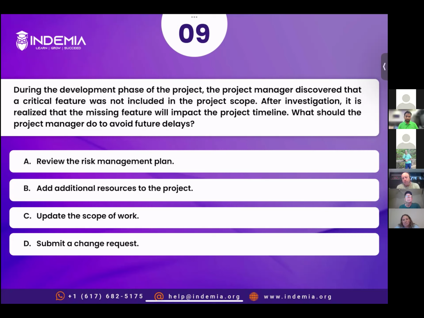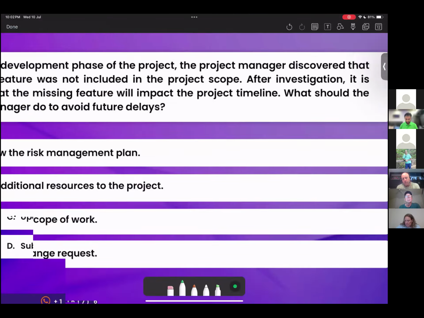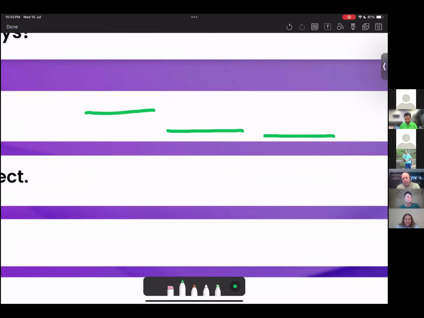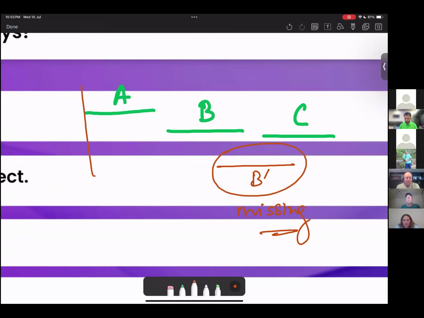So what's happening here, let's suppose you have activity A, B, and C in your initial plan. So this is activity A, this is B, this is C. Now you got to know there's an activity here, B dash, that was missing, and that you identified. So how can you avoid future delays? If you incorporate B dash, then your schedule would be extended somewhere here. So how can you avoid this delay? You can avoid this delay by having more resources. And how can you have more resources? By raising a change request.